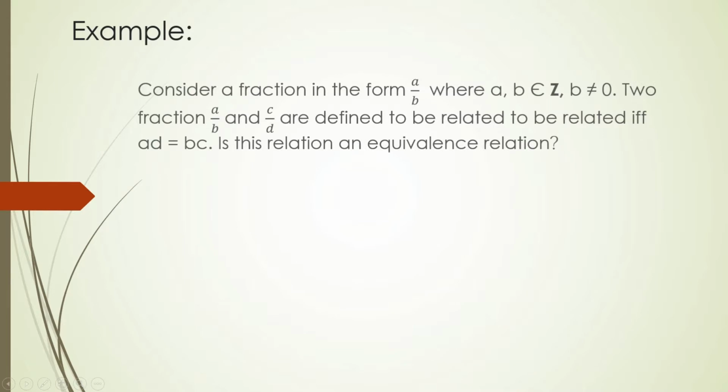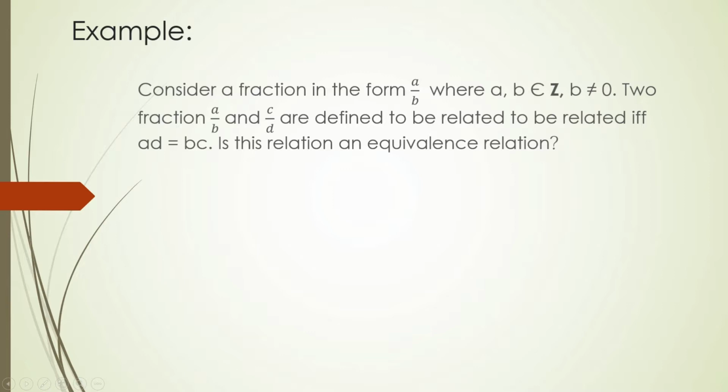Next, look at an example. For this example, consider a fraction in the form a by b, where a and b belong to the set of all integers. Consider a fraction in the form a by b, where a and b belong to the set Z. You know what bold Z means, such that b is not equal to 0.